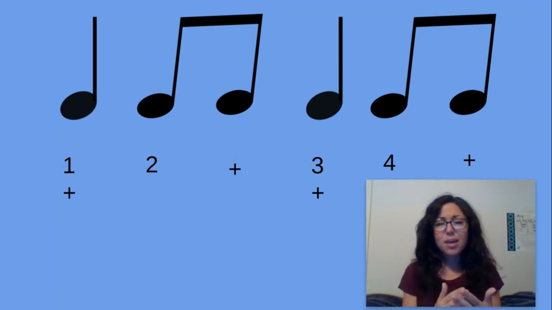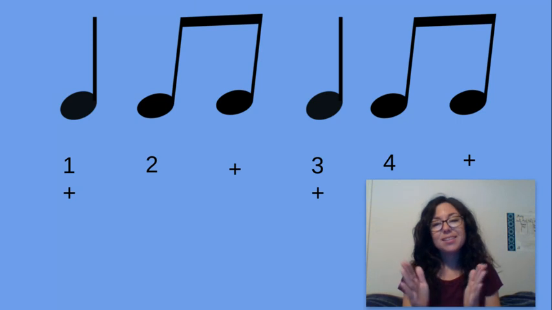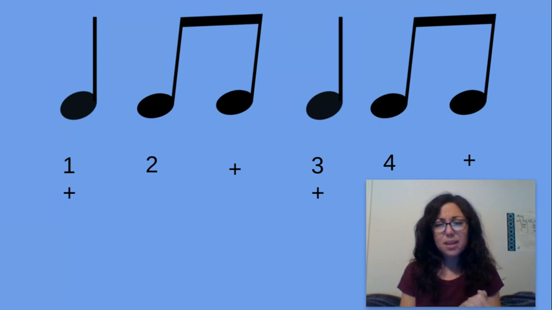Try it with me, and let's repeat it a couple times. 1 and 2 and 3 and 4 again. 1 and 2 and 3 and 4. One more time. 1 and 2 and 3 and 4 and. So I hope that helps with any struggles we're having.